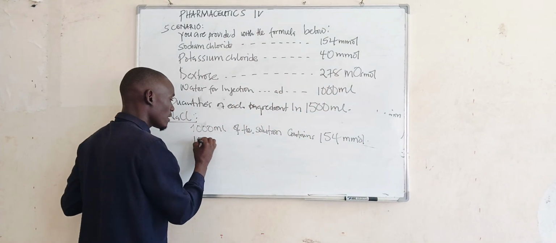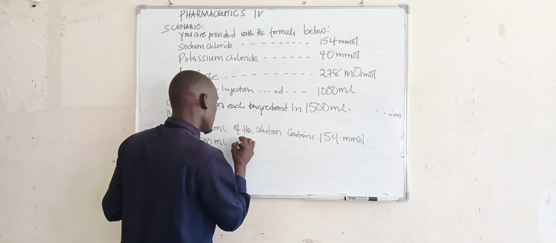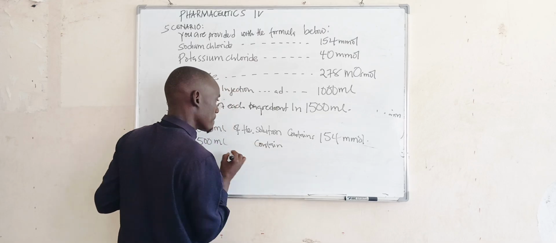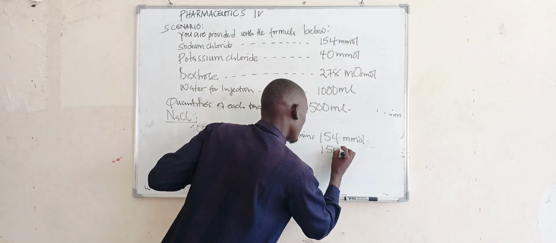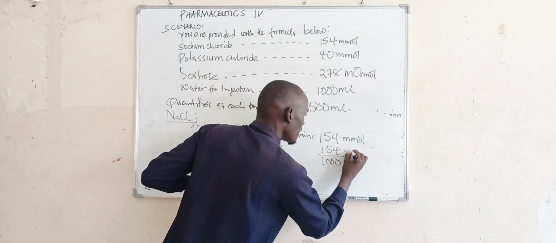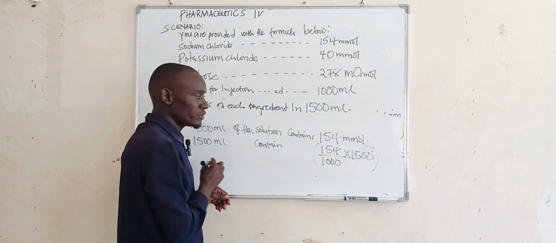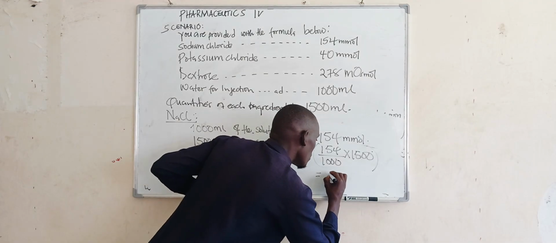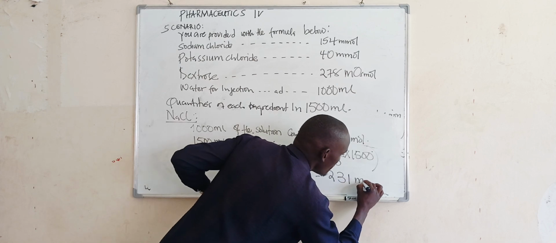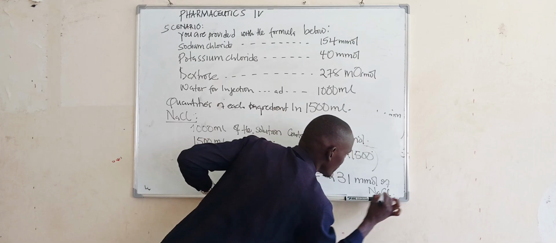How about the 1,500 mils of an infusion? It will contain 154 divided by 1,000 being multiplied by the required volume, which is 1,500 mils. And when we compute this, we shall get 231 millimoles of sodium chloride.